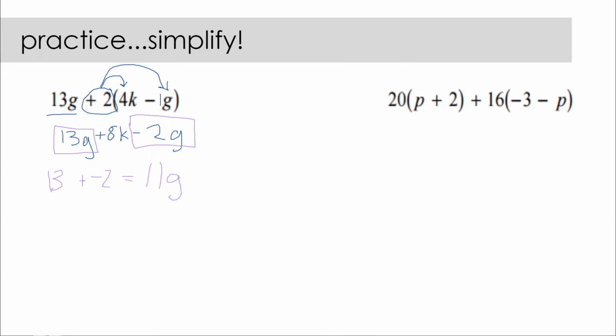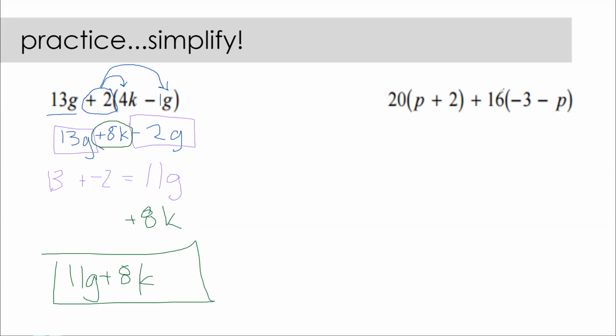We didn't do anything to our positive 8k right there. So that is by itself. It does not change at all. So we just have a positive 8k for our second set of terms. Now all I'm going to do is write this down together. So I've got an 11g plus a positive 8k. And that is my final answer.